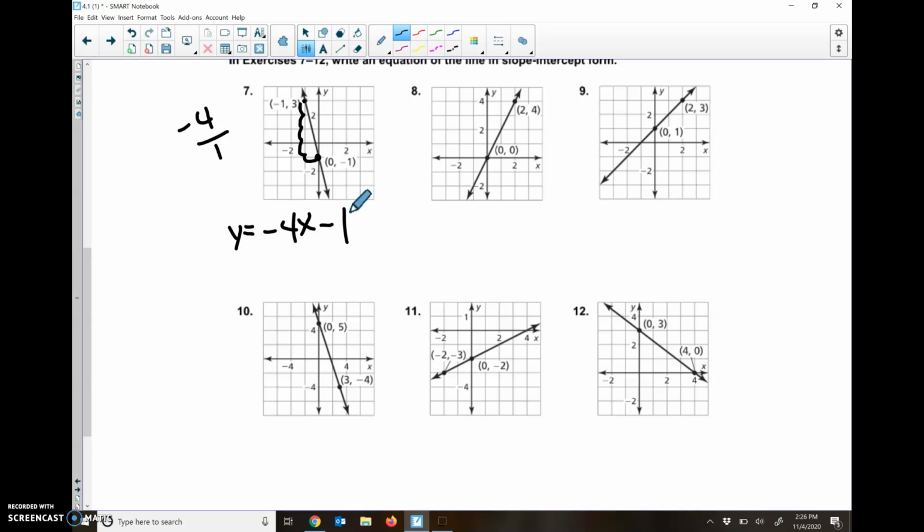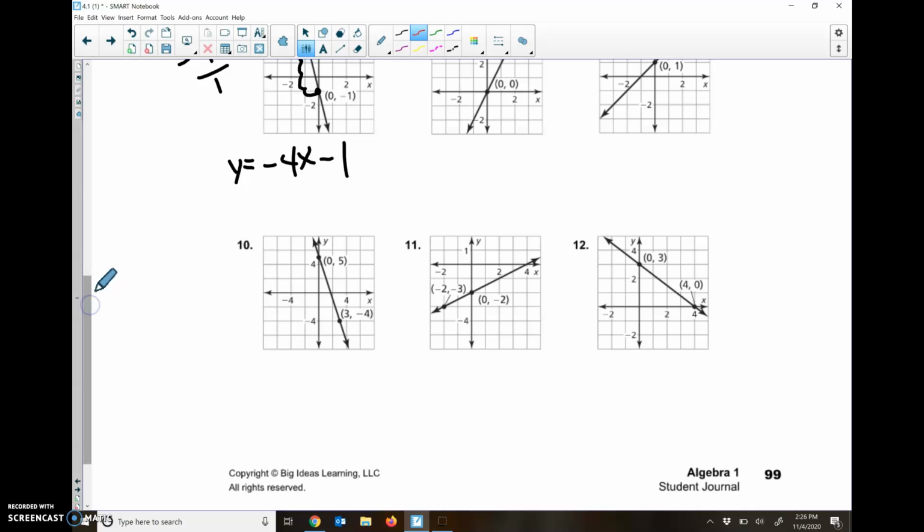Okay, let's look at this one because it's going to be a fraction. So y equals, I'm going to go up 1 and over 2 to the right. So y equals 1/2 x. It looks like my y-intercept is negative 2.